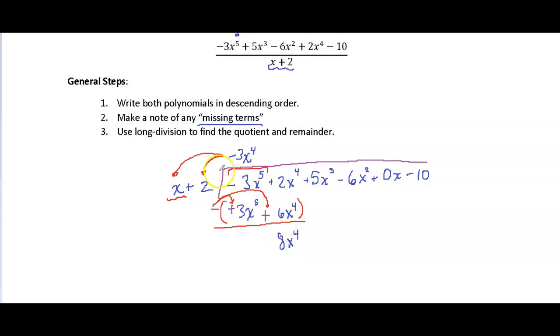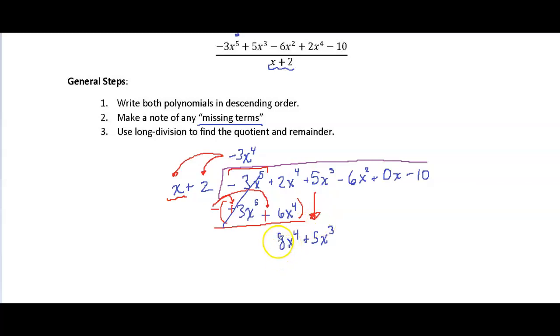And if we did this correctly, the first two terms should cancel out. Negative 3x to the fifth power plus 3x to the fifth power. Yep, that's going to cancel out. And we are only left with 8x to the fourth. Now, just like real number long division, we bring down the next number, or in this case, the next term, plus 5x to the third. And we will continue this process.